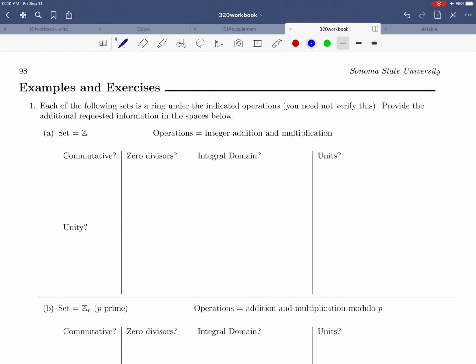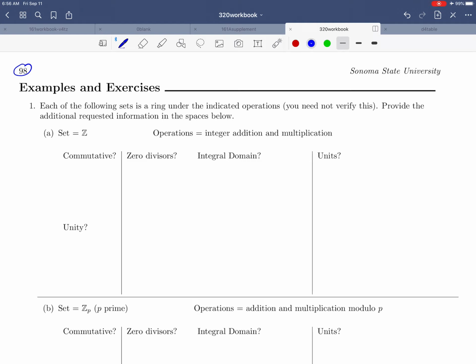Hello everybody, and welcome to exercise 1 on page 98. This is an exercise just to explore some rings and to see if you can explore some of the properties that they have. What we're going to do in this video is start this exercise out together, pick a couple of parts of this and do them together so you can get an idea how this works, and then I'm going to ask you to finish the rest of this exercise on your own.